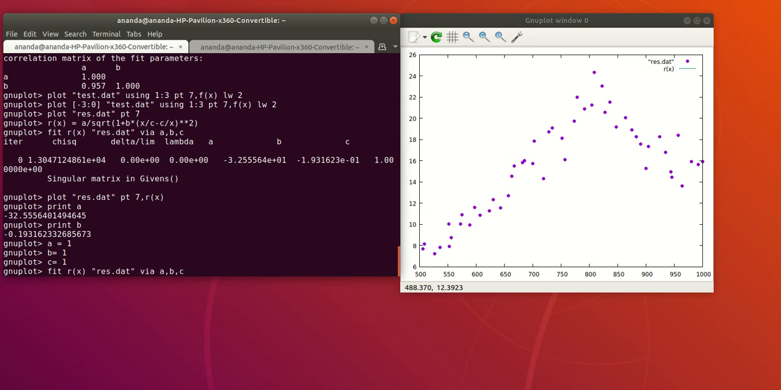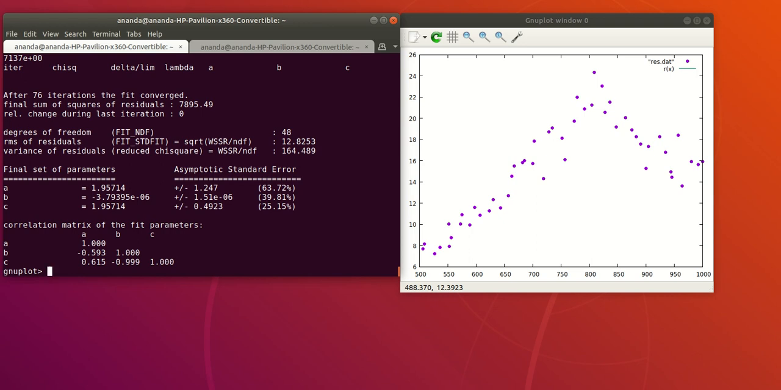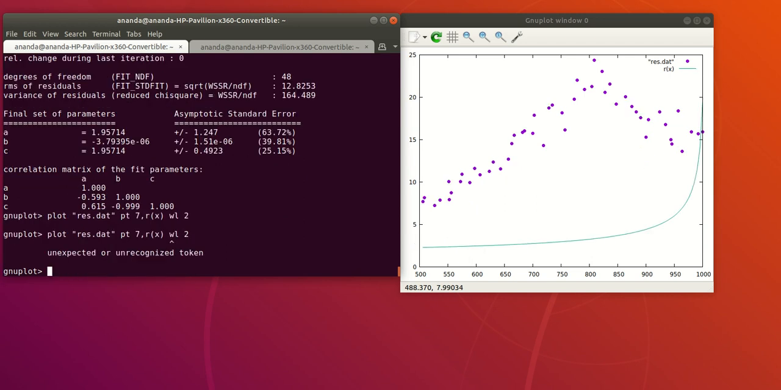Let's try doing this fit. Now it does do a fit, but if we look at the errors here, they're huge. 60% error, 40% error, 25% error and so on. Doesn't look very promising to me. And if I tried plotting the function r of x along with res.dat, I should not be very hopeful that it is going to look nice. Let's see what it looks like. And definitely does not look nice. Okay. It didn't really understand the W well. I should have written W space L, but what I wanted to do was line width, LW.